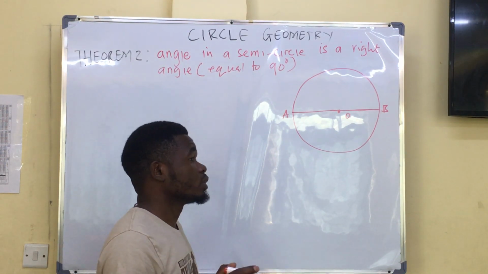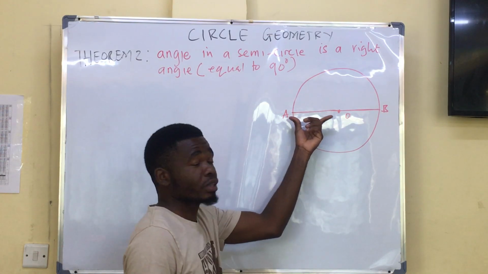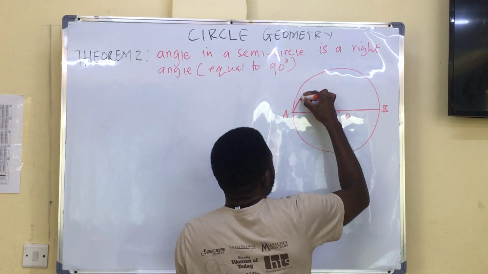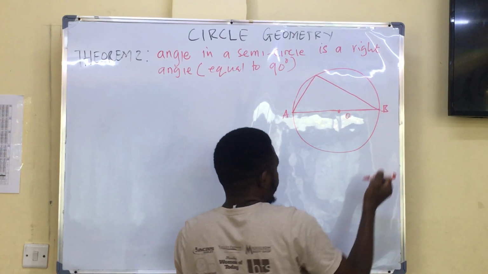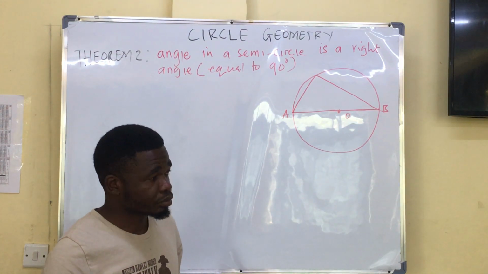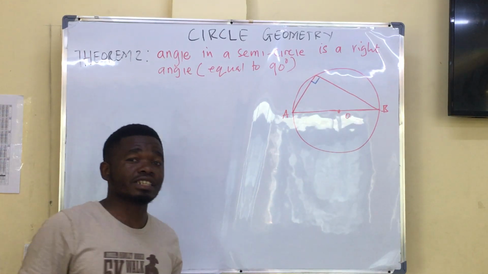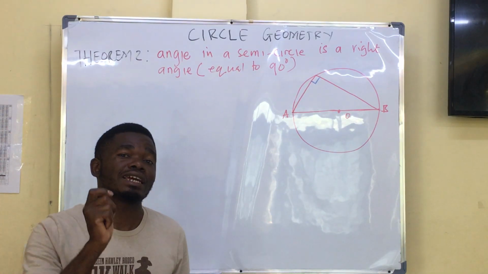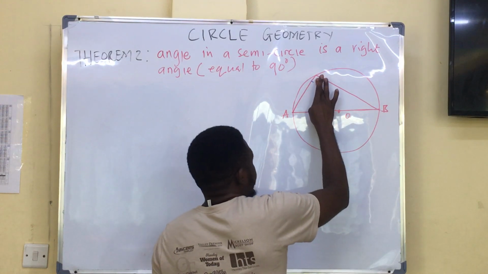So let's draw the angle in the semicircle, from the diameter, this point and this point. I will draw a line from point A to here and all the way to point B. So we want to prove that this angle is a 90 degree angle, or a right angle, right? Remember, a right angle is equal to 90 degrees, right? So that's why we are here.